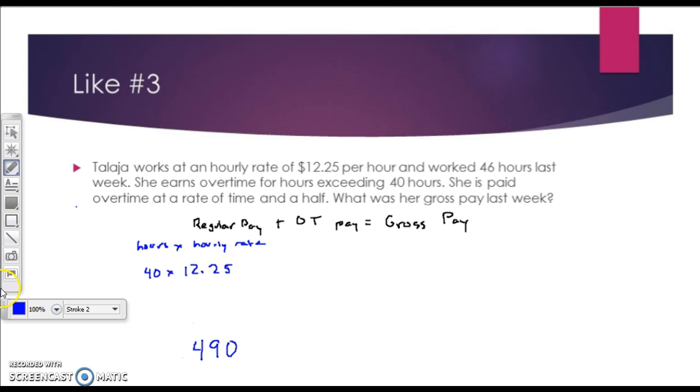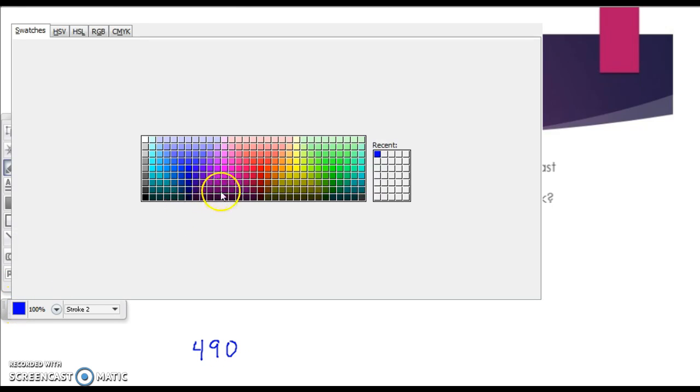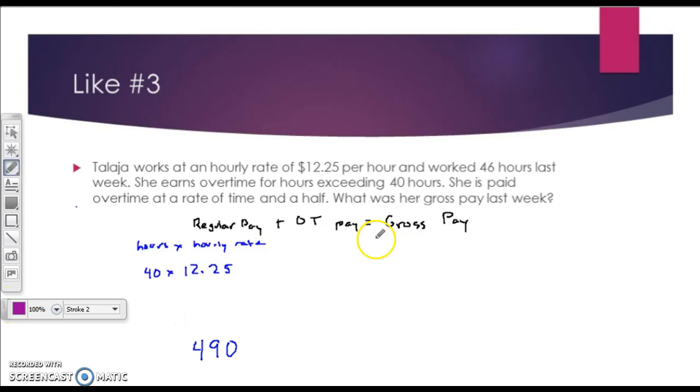All right, so now I have to find her overtime pay. All right, and I know that if she worked 46 hours, she has 6 hours of overtime. So hours times overtime rate. So she worked 6 hours of overtime because 46 minus 40 means that 6 of her hours were overtime.